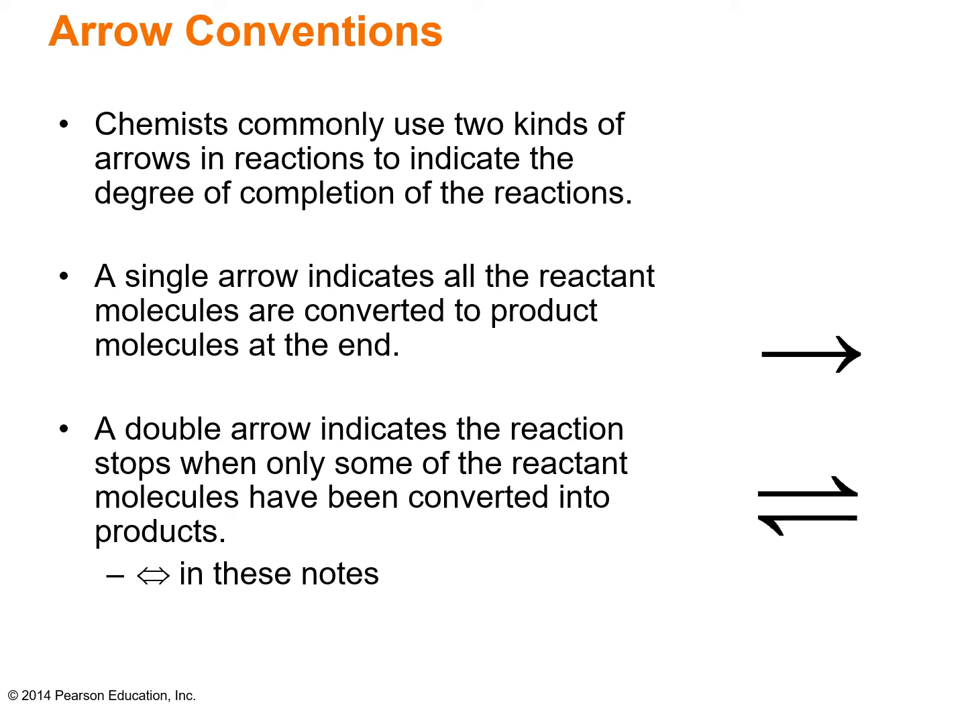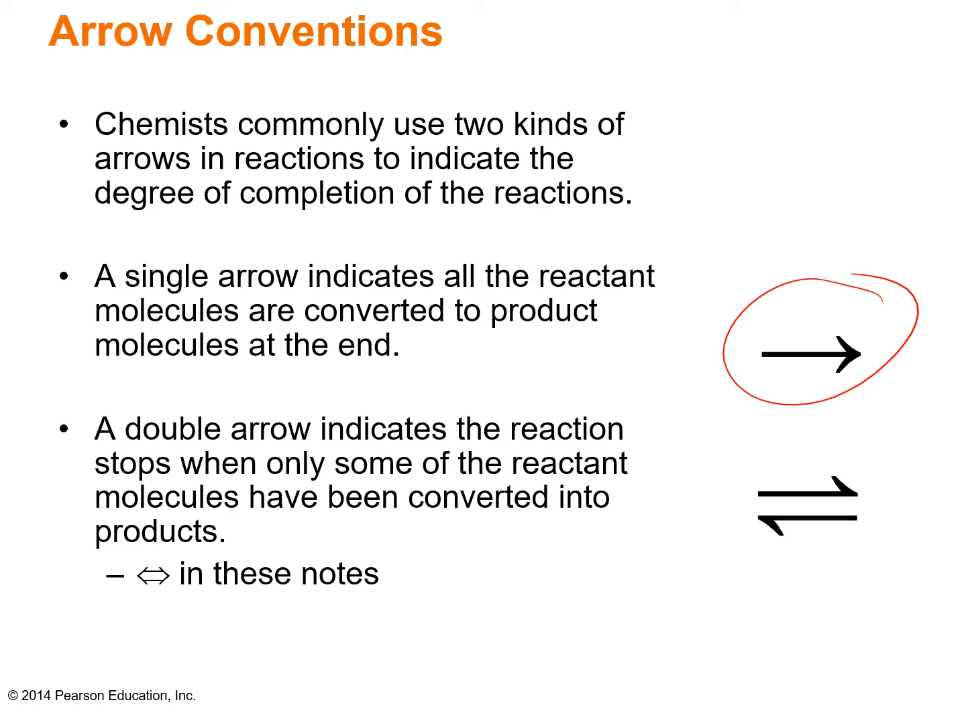In this lecture, we will begin our discussion on chemical equilibrium. Before we jump into it though, we need to extend our knowledge of arrow conventions. The arrow that you're probably most familiar with is going to be the single arrow. The single arrow indicates that all reactant molecules are converted to product molecules. In other words, it's an irreversible reaction.